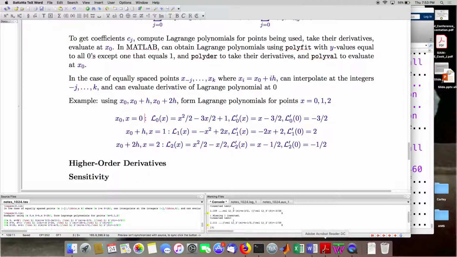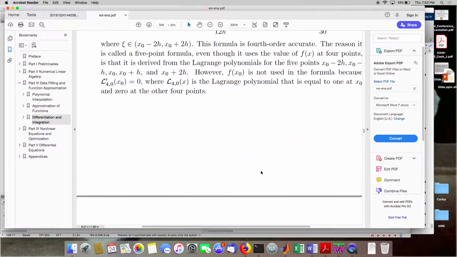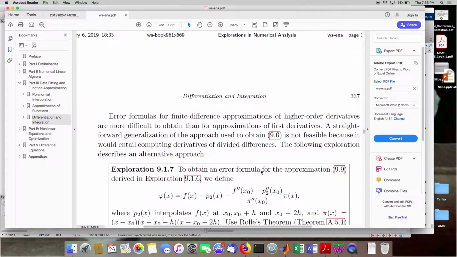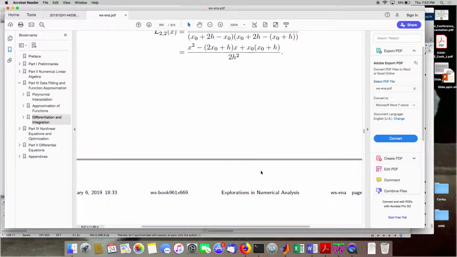But what about error? How do you handle that? It turns out the error in Lagrange interpolation is helpful with that.